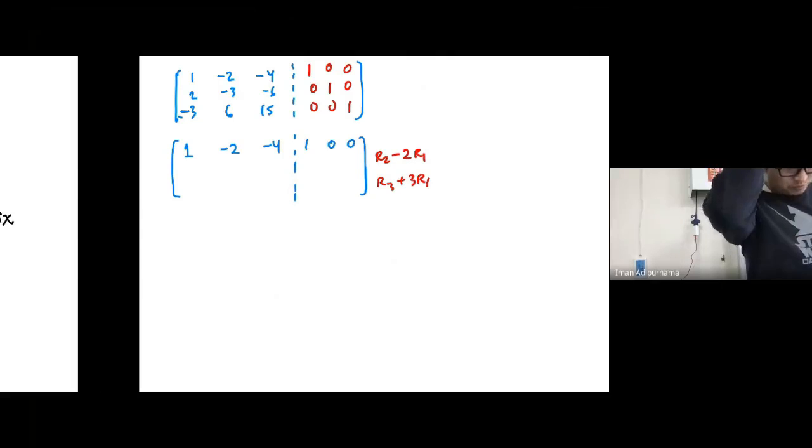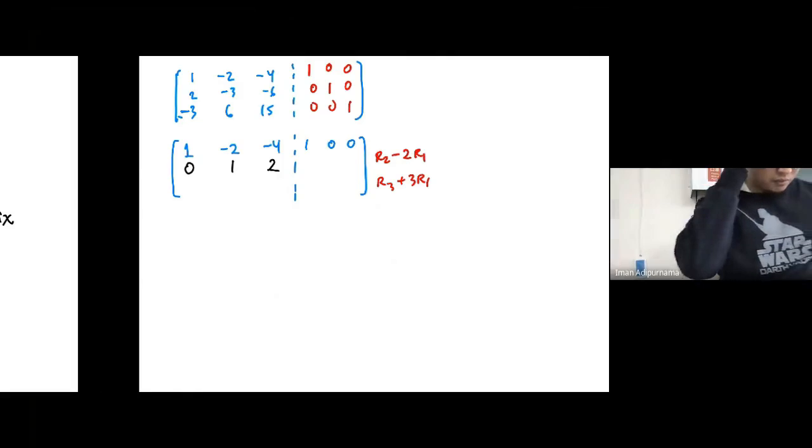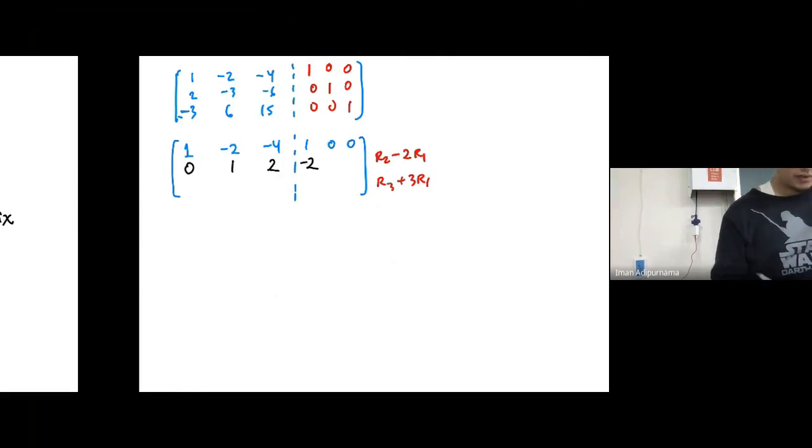So R2, 2 minus 2 is 0. Minus 3 plus 4, it's 1. Minus 6 plus 8 is 2. And this will be 0 minus 2, it's minus 2. 1 minus, it's still 1. No, still 0. Okay, R3 plus becomes 0.